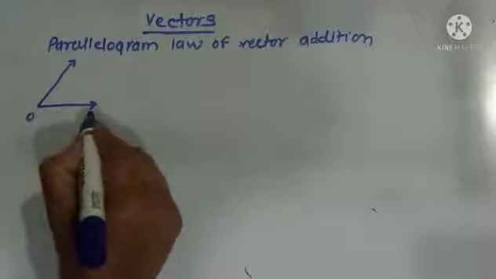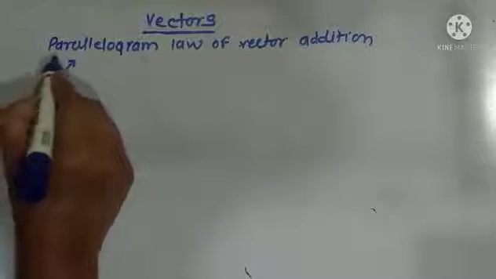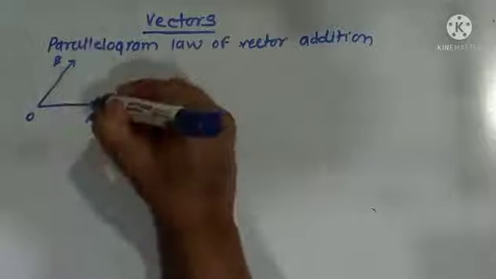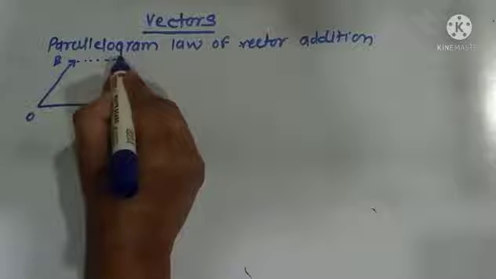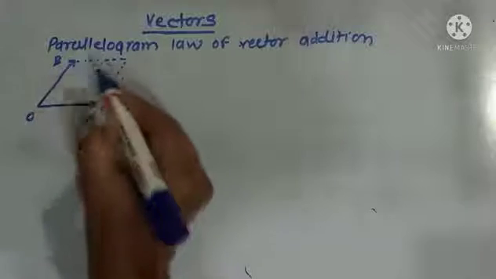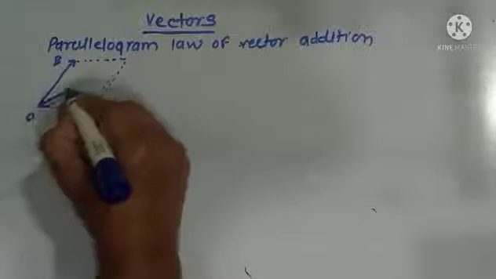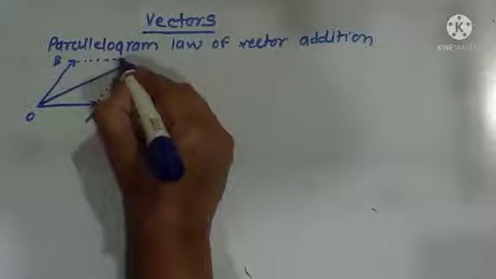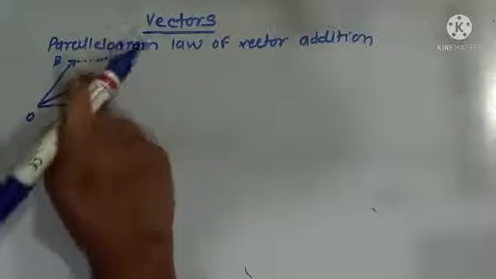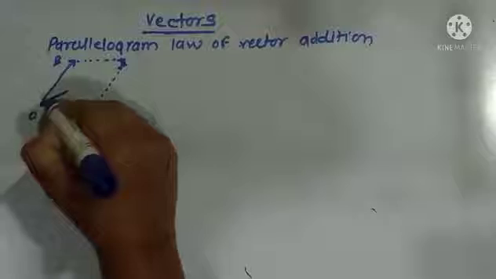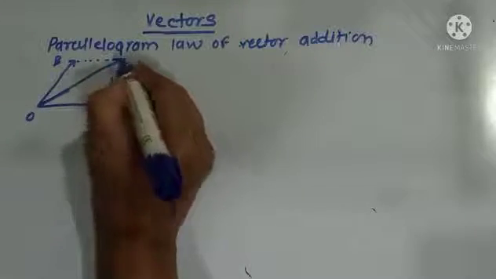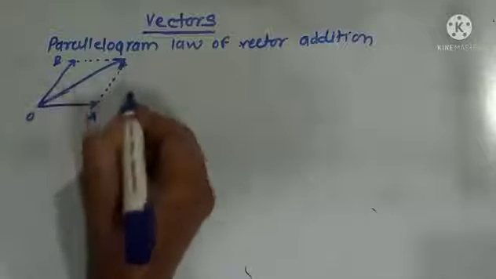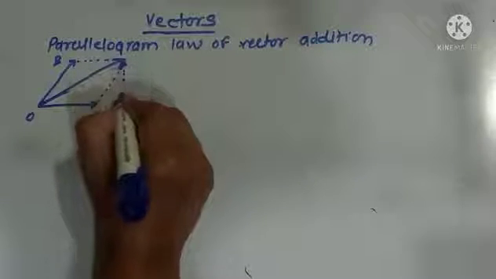So this is point A, so this is vector A, this is vector B. Now if I complete the parallelogram like this, so OA and OB represent the two sides of the parallelogram, and this would be representing the diagonal.